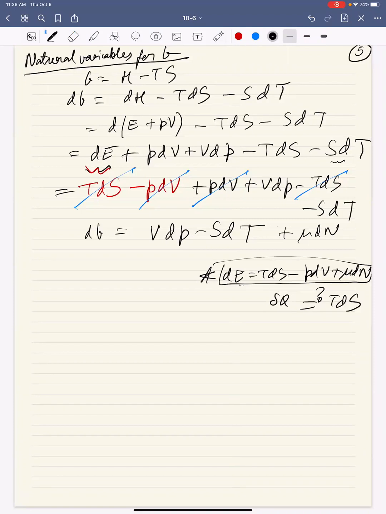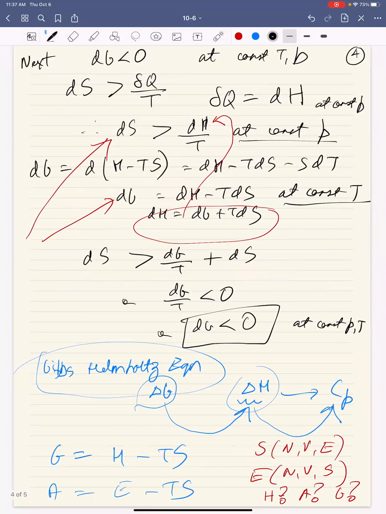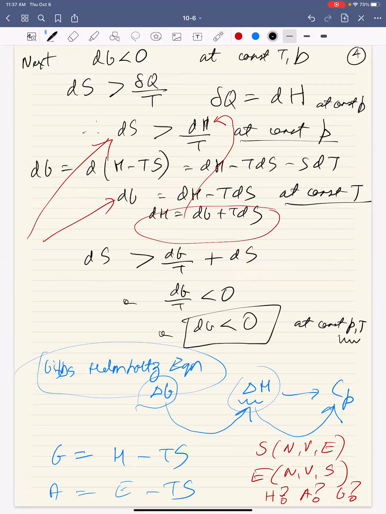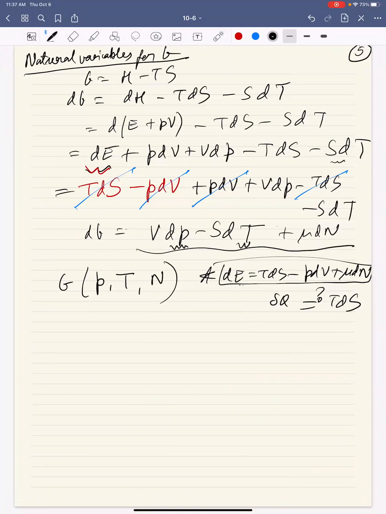So we have just shown now that what are the natural variables for G? Pressure, temperature, and number. Why? Because look at the differential over here, dP, dT. And if you don't want to worry about number, you can ignore it. Without number, it is G of P, T. You could have anticipated this from what I wrote about the spontaneity condition. I said that dG is negative is the condition for spontaneity at constant pressure and temperature. So you already had hints that this is going to be true. So the natural variables for G are P, T, N.